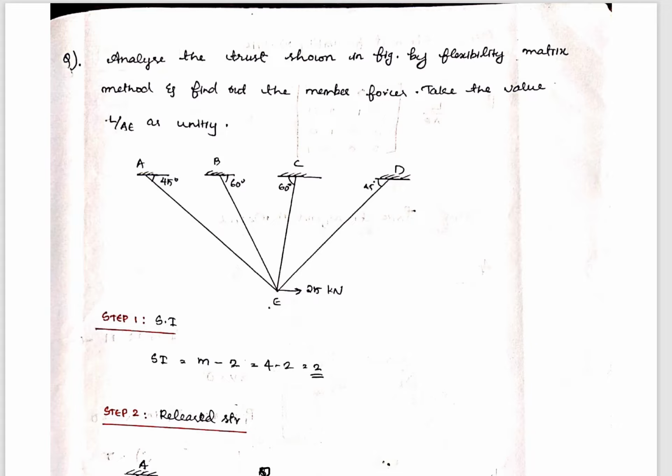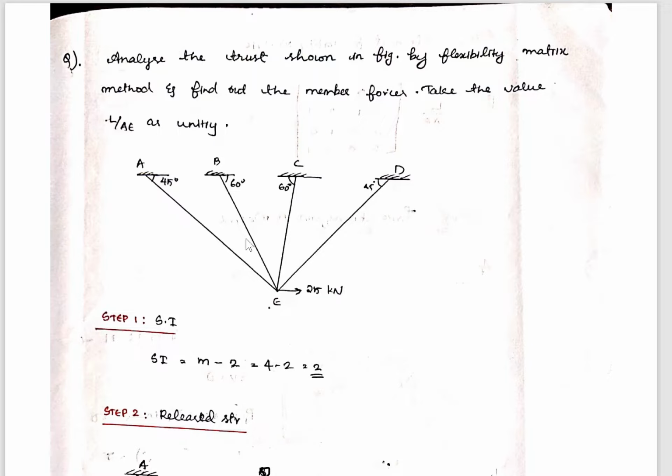So let's see the second problem in the analysis of indeterminate trusses by flexibility matrix method. Analyze the truss shown in the figure by flexibility matrix method and find out the member forces. Take the value of L by AE as unity. So L by AE value should be taken as 1 here.